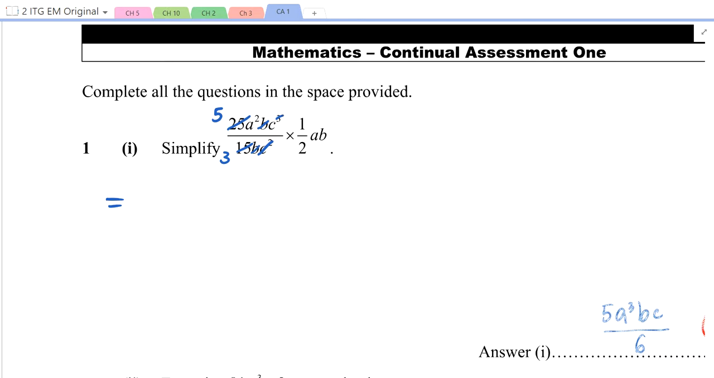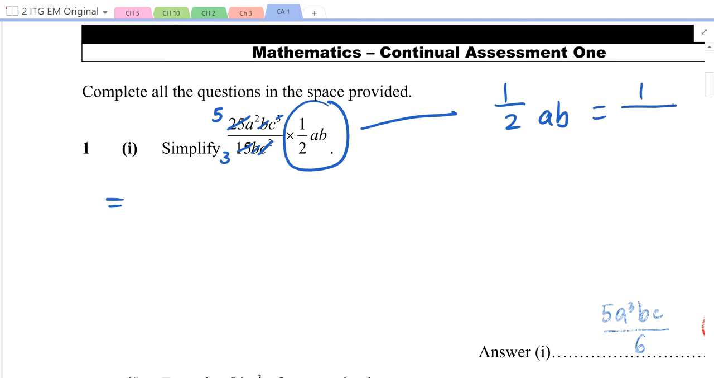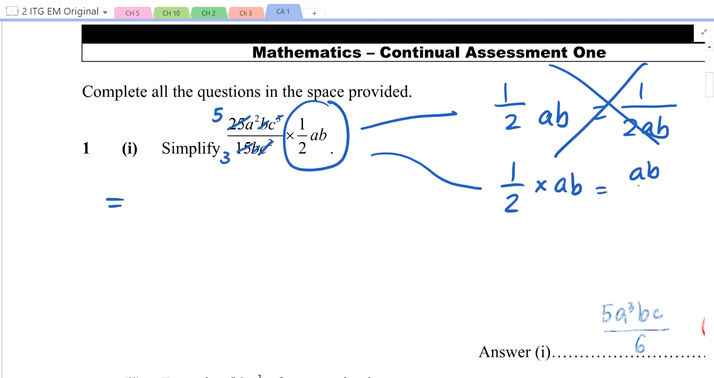Because of the way you write, some of you are writing this as half ab, and you think that this is equal to 1 over 2ab. This is entirely wrong. It should have been half times ab, which is ab over 2. You see that they are different? I've got so many students who made this mistake. Such a basic concept. How can you conveniently put it in the denominator? Because you don't want to write properly.